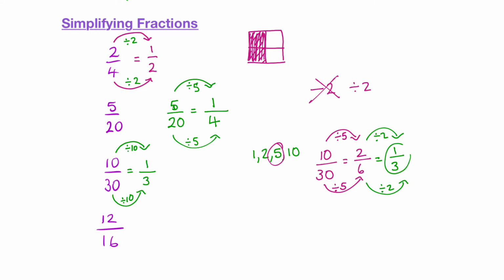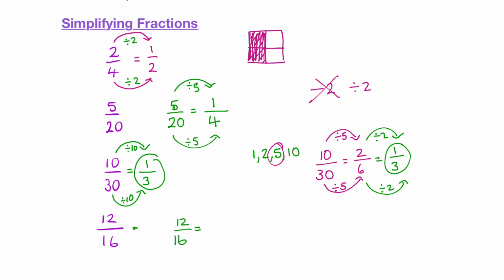So we end up with the same answer here as we had there, but this way took us 2 steps to get there, and this way took us only 1 step because we divided by the biggest number we could. Okay, so we're going to bear that in mind as we do the next one. So 12 over 16 is equal to, well, I'm just going to move it over a little bit.